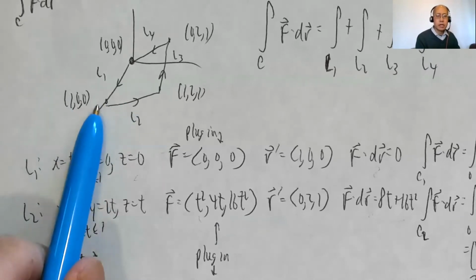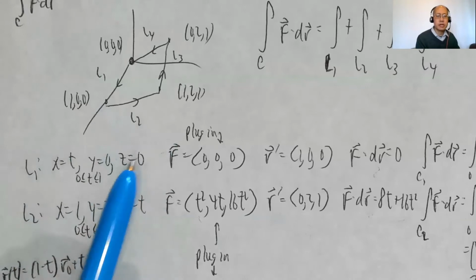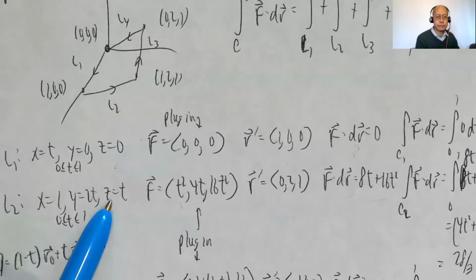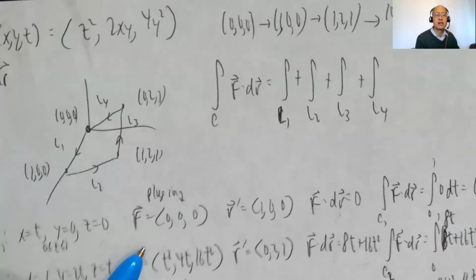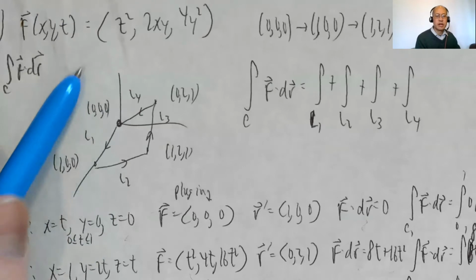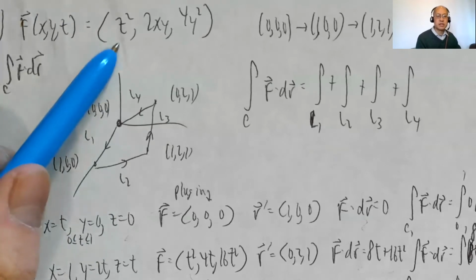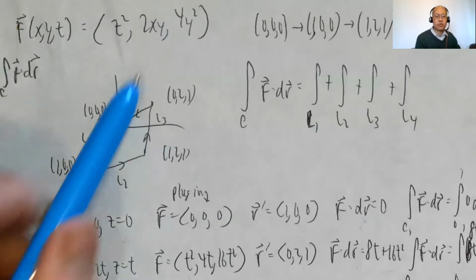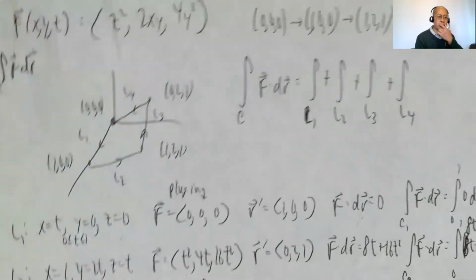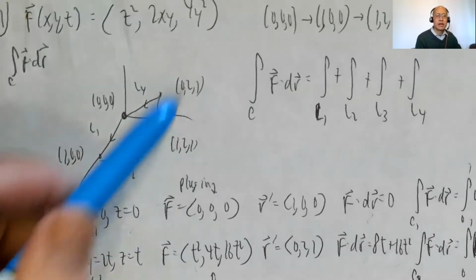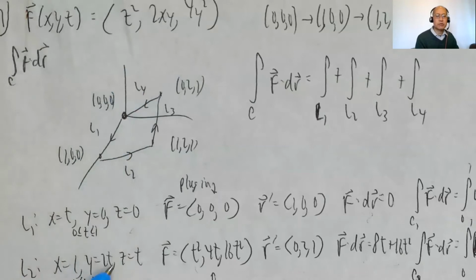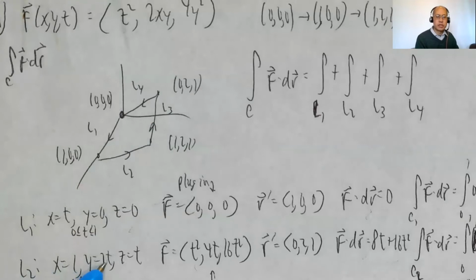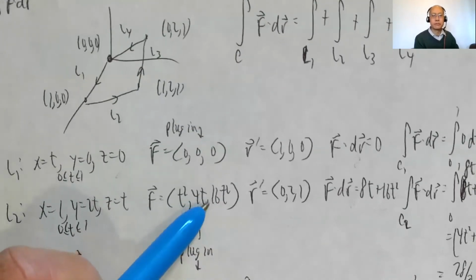L2, x is 1, going from (0, 0) to (2, 1). So parametrically, y equals 2t, z is t. So F, again, for this one, z is 0, so that's 0. Y is 0, that's 0, that's 0. This is a little bit harder. So x is 1, that's a 1. Z squared is t squared. And 2xy is 2 times 1 times 2t, or 4t. And then 4y squared is 4 times 2t quantity squared, or 16t squared.